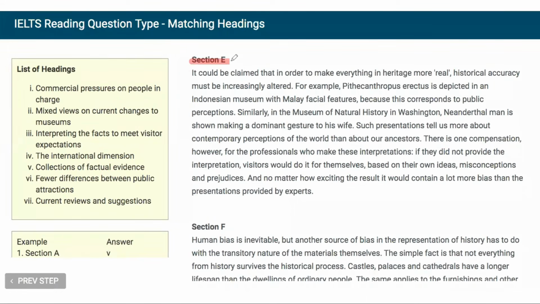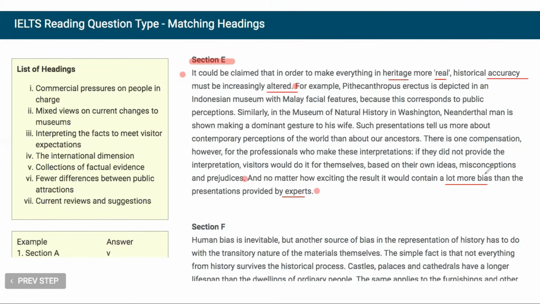All right, down to section E. Again, I will just highlight for us to follow. Okay, and we'll start reading. It could be claimed that in order to make everything in heritage more real, historical accuracy must be increasingly altered. The last sentence. And no matter how exciting the result, it would contain a lot more bias than the presentations provided by experts. So this is alluding to the fact that maybe information is being understood through a different lens or in a different way.